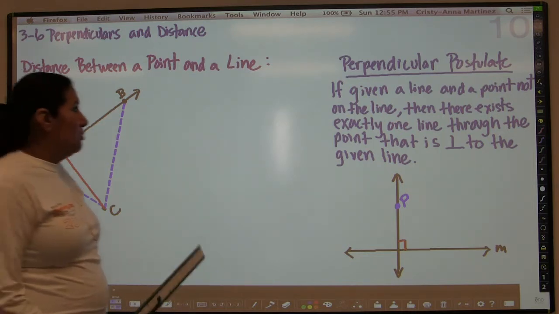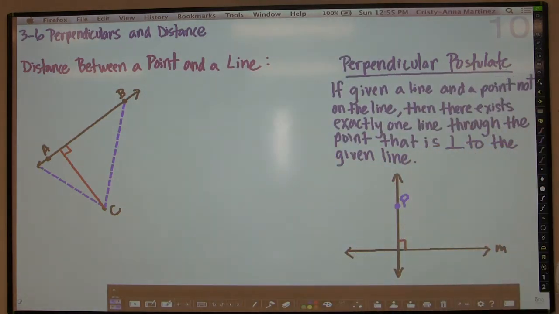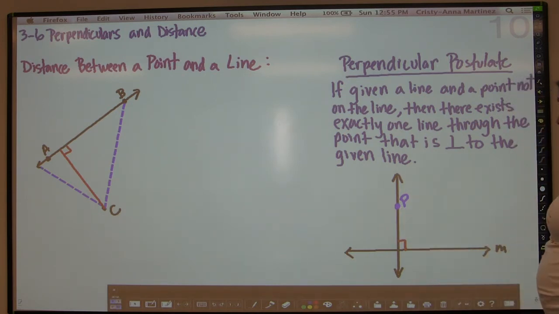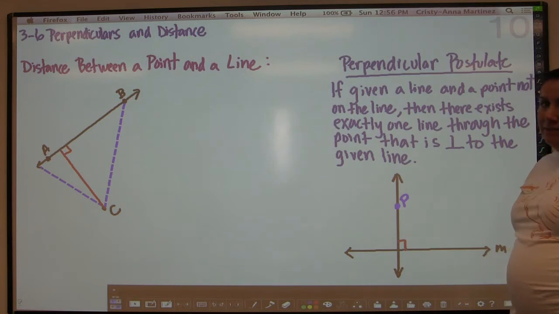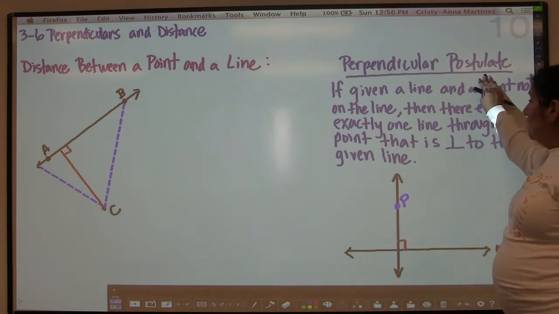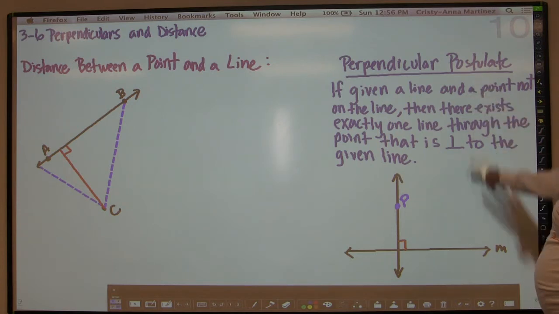And so that brings us to the perpendicular postulate, and it's over here on the right. It says, if given a line like line M and a point that is not on the line like point P, then there does exist exactly one line through the point P that is perpendicular to the given line. So it's not a really hard thing to think about. Of course, postulates are always things that are kind of common sense. They don't require a theorem because they're pretty straightforward. So that's the perpendicular postulate.